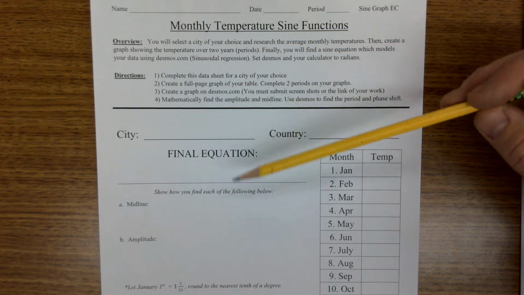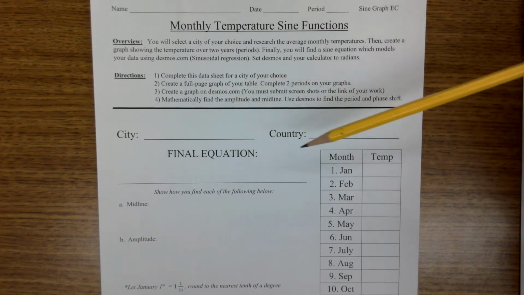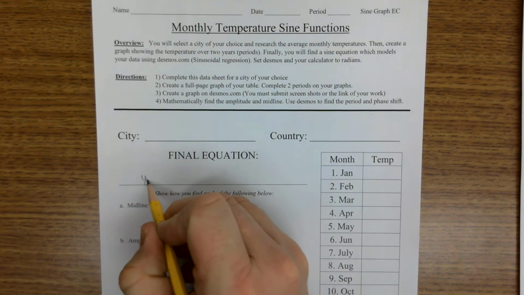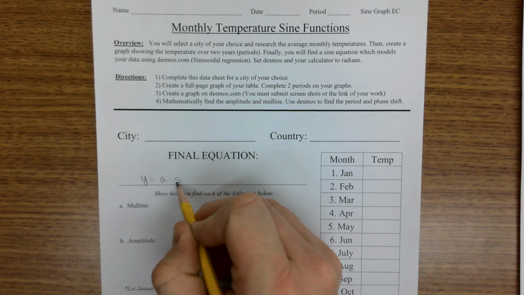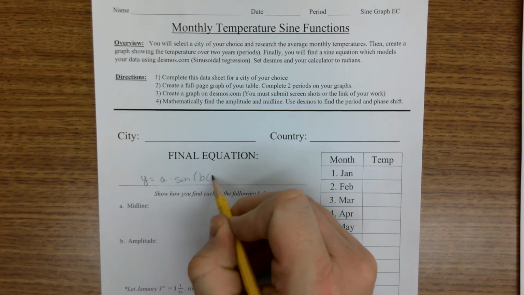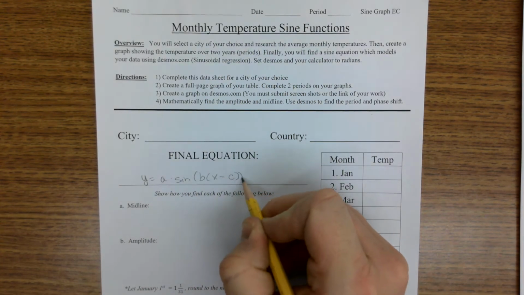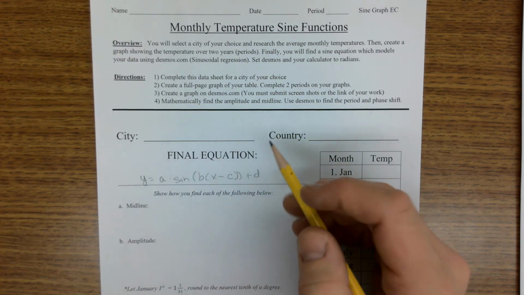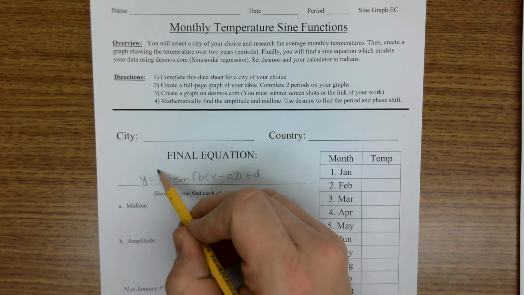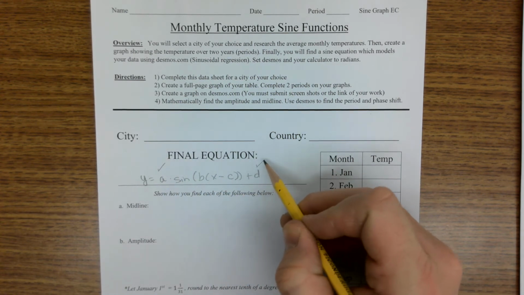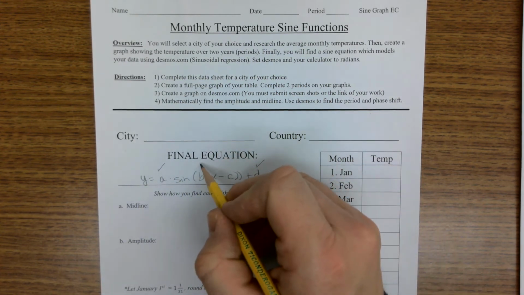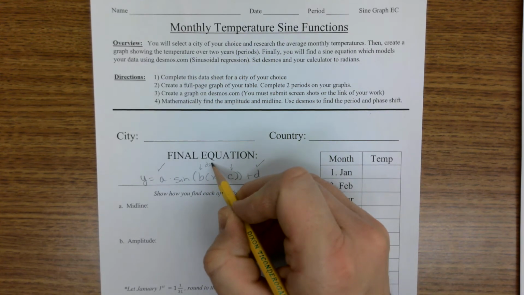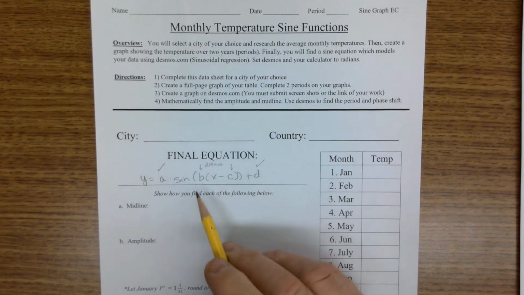So right here's the basic format. You can pick a city and a country, and you're going to write a final equation. And we know that our final equation for sine is y equals a sine(bx minus c) plus d, all the different parts that we've done. You're going to be able to find the amplitude and the midline of your graph, and you're going to use Desmos, the graphing calculator online, to find these two values here. So kind of keep that in mind.